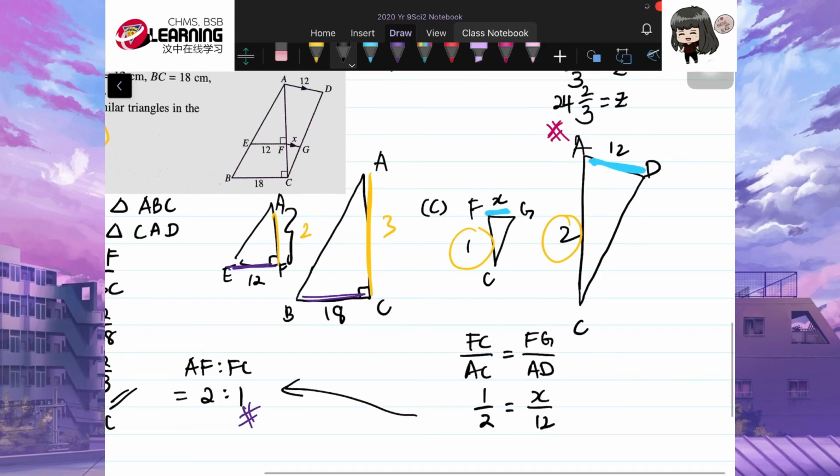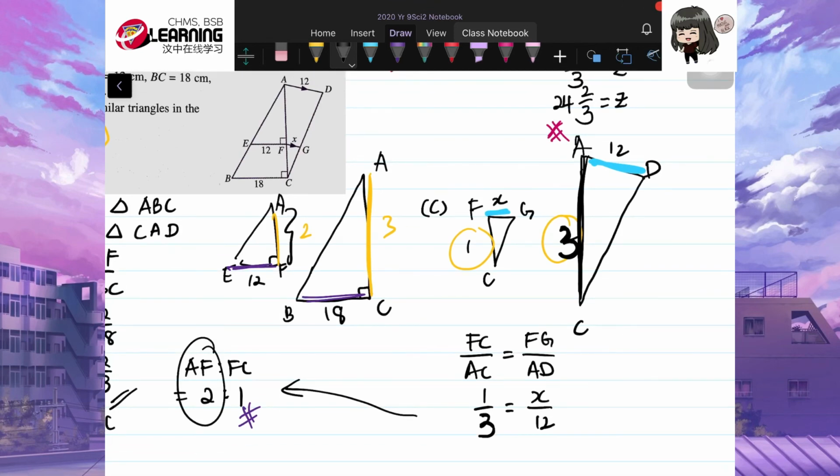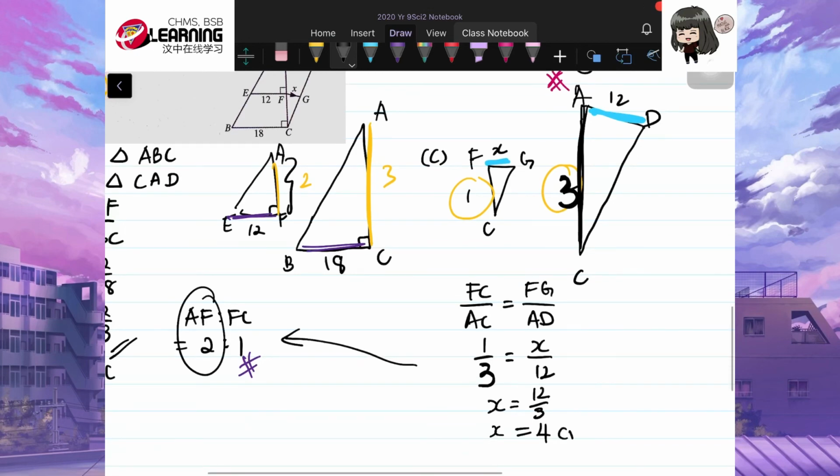Oh, by the way, AC is supposed to be 3. Sorry, it's supposed to be 3 because 2 plus 1 is 3. Because AF is 2, but now when we draw, this is AC, so it's 3. So 1, 2, 3. So FC is 1, AC is 3. Then we can cross multiply. Our x is equal to 12 divided by 3, which is 4. So our x is 4 centimeters.